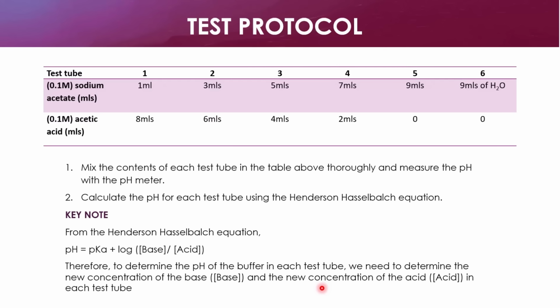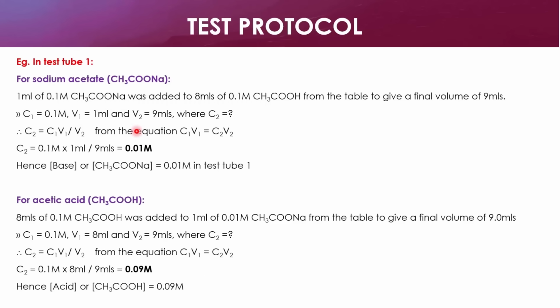So making C2 the subject, we have C2 equals C1V1 divided by V2, from the equation C1V1 equals C2V2. Substituting the values into this equation, we have C2 equals 0.1 molar times 1 ml, all divided by 9 ml. So C2 will give us 0.01 molar. Hence, the base concentration, or the concentration of the sodium acetate in the first test tube, is 0.01 molar.